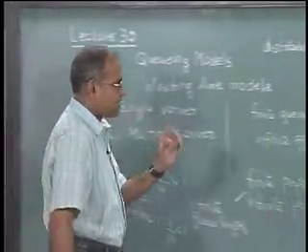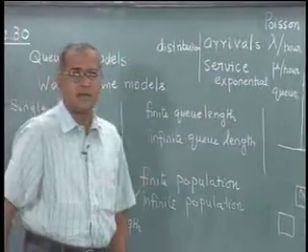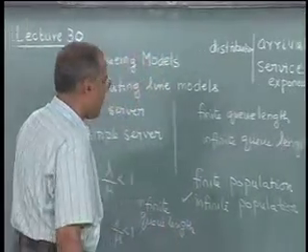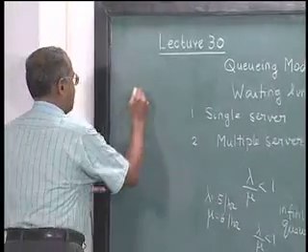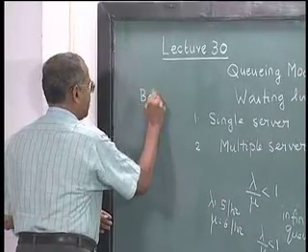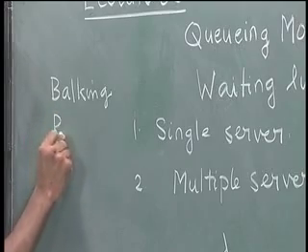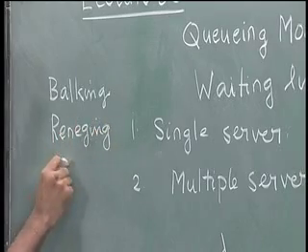There are a couple of other things that we need to look at before we start deriving some expressions for the queuing models. There are three other terms which are often associated with queuing, and these three are called balking, reneging, and jockeying.